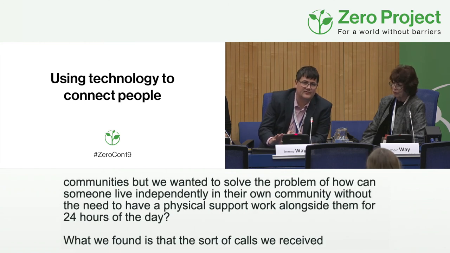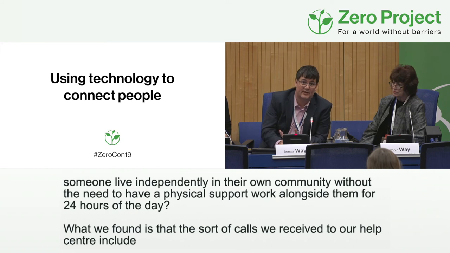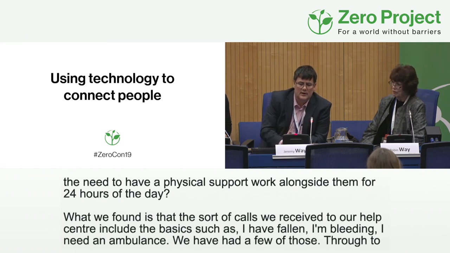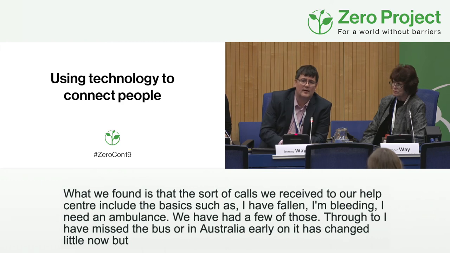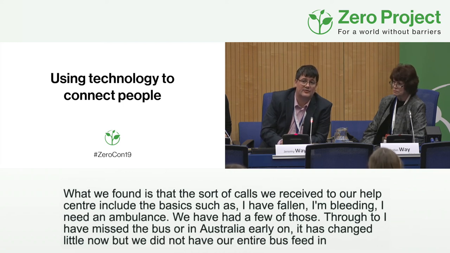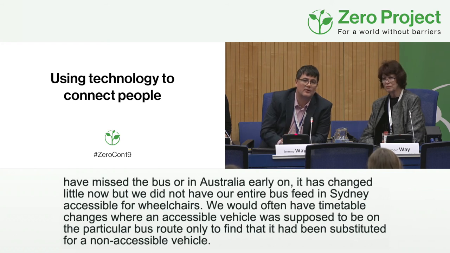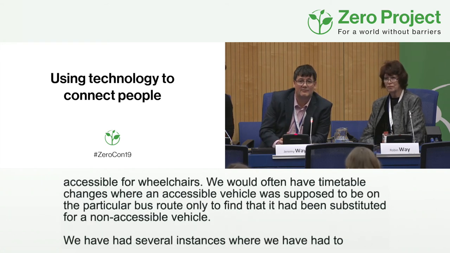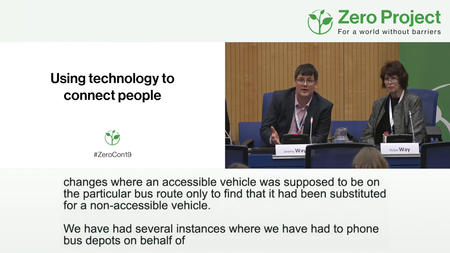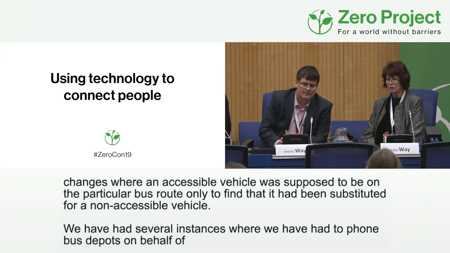The calls that we receive to our help centre include the basics, such as, help, I've fallen, I'm bleeding and I need an ambulance, we've had a few of those, through to I've missed the bus. In Australia early on, it's changed a little now, we did not have our entire bus fleet in Sydney accessible for wheelchairs. We would often have timetable changes where an accessible vehicle was supposed to be on a particular bus route, only to find it had been substituted for a non-accessible vehicle. So we've had several instances where we've had to phone bus depots on behalf of customers to say, what is going on? We've got someone sitting at a bus stop who can't wait 4 hours for the next accessible vehicle.